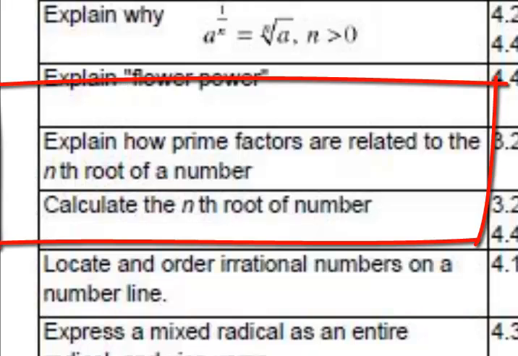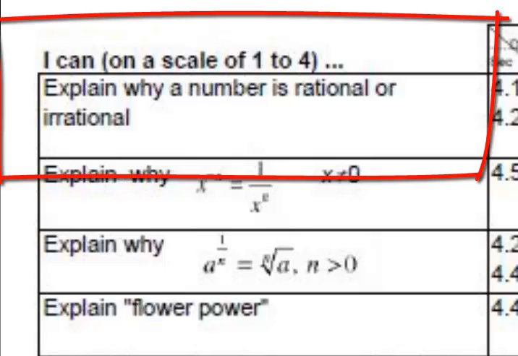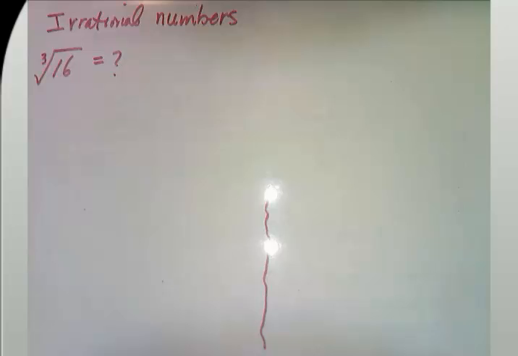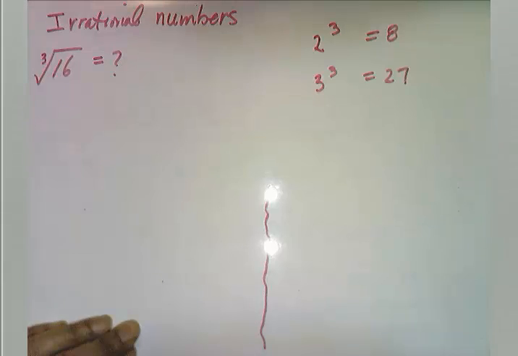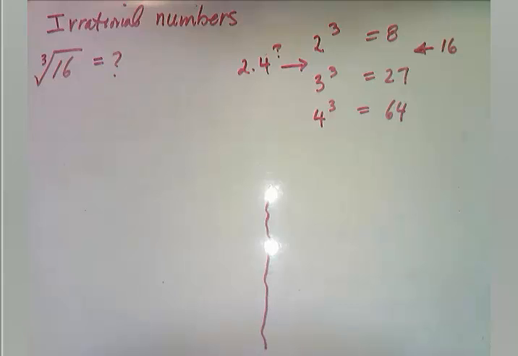Let's see how prime factors are related to the nth root of a number, and then see how these roots will give us irrational numbers. Let's look at the cube root of 16. I know that 2 cubed is 8, 3 cubed is 27, and 4 cubed is 64. 8, 27, and 64 are perfect cubes, and 16 is in between the 8 and 27. So I'm expecting the cube root of 16 to be in between 2 and 3, and I'm just going to guess 2.4. Let's do it by prime factorizing 16.